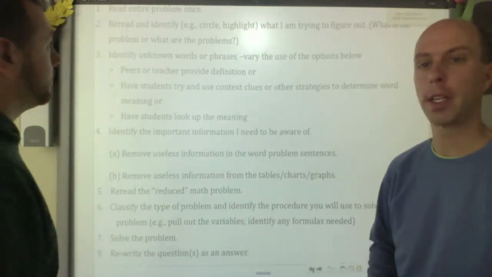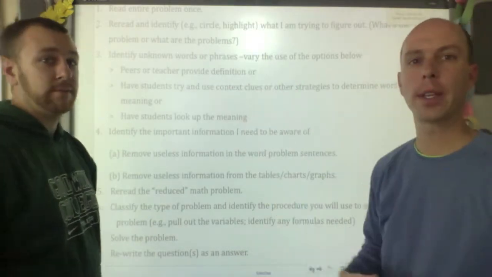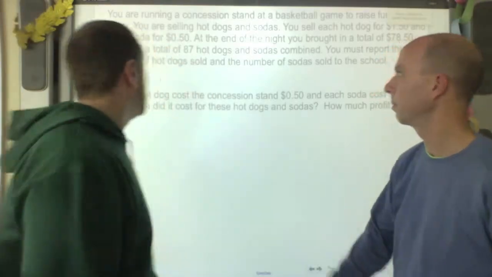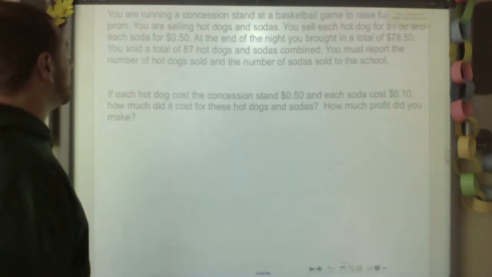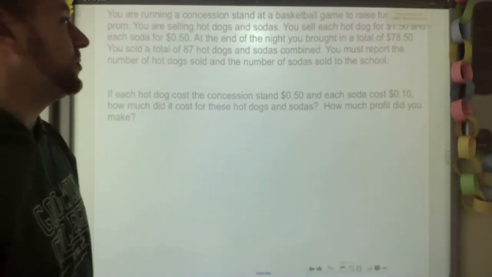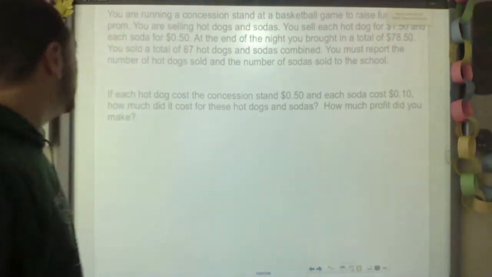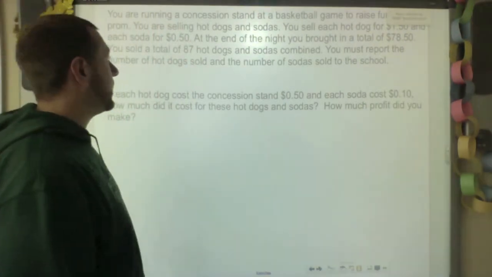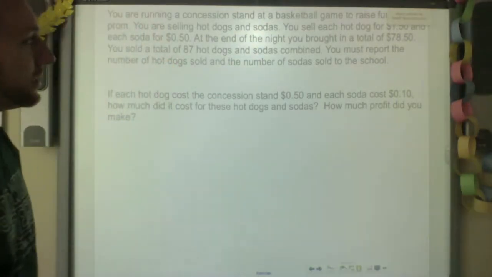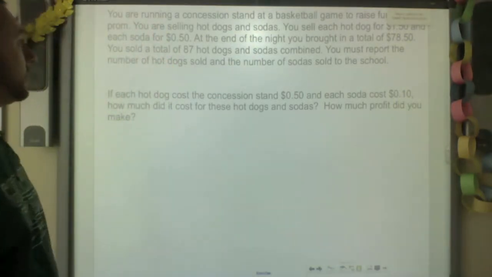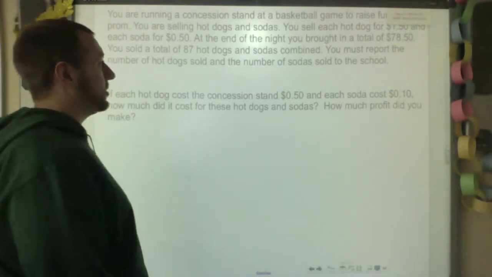First step in the close reading protocol is to read the entire problem once. You are running a concession stand at a basketball game to raise funds for prom. You are selling hot dogs and sodas. You sell each hot dog for $1.50 and each soda for 50 cents. At the end of the night, you brought in a total of $78.50. You sold a total number of 87 hot dogs and sodas combined.